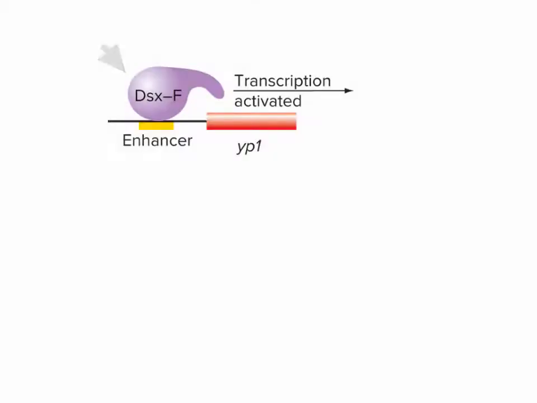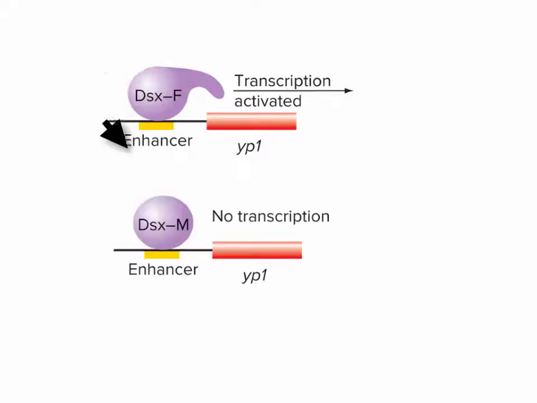In fruit flies, the doublesex activator protein is made in females and binds an enhancer of the yolk protein 1 gene, YP1, activating its transcription. In male fruit flies, the male form of doublesex is made and it's a repressor. When the doublesex repressor binds the enhancer, YP1 is not transcribed. These two doublesex transcription factors are each specific for a limited number of genes, including YP1.